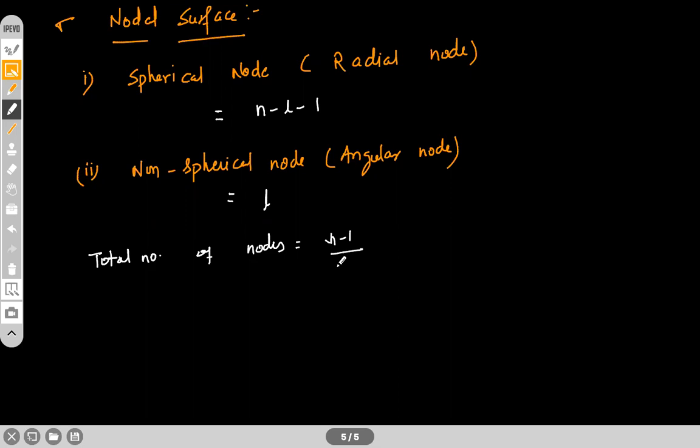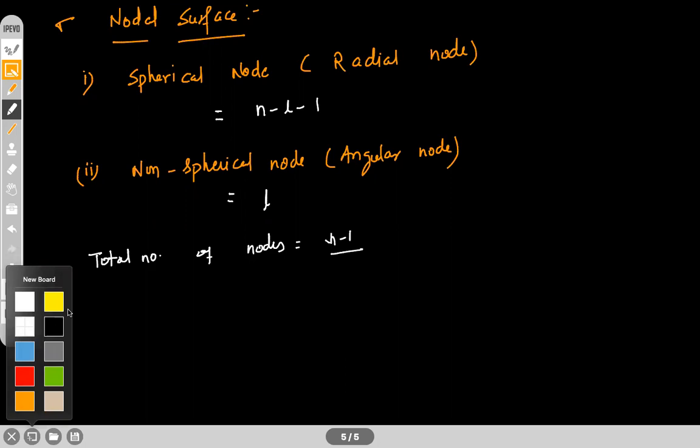Okay. Now there is a graphical representation of these nodes, an easy one that you have to understand. I'll show you the graph here. Just a second. All of you copy down this. Could you tell me how many nodes we have in the 1s orbital? Number of nodes in the 1s orbital. Tell me. Number of nodes in 1s. Number of nodes in 2s.